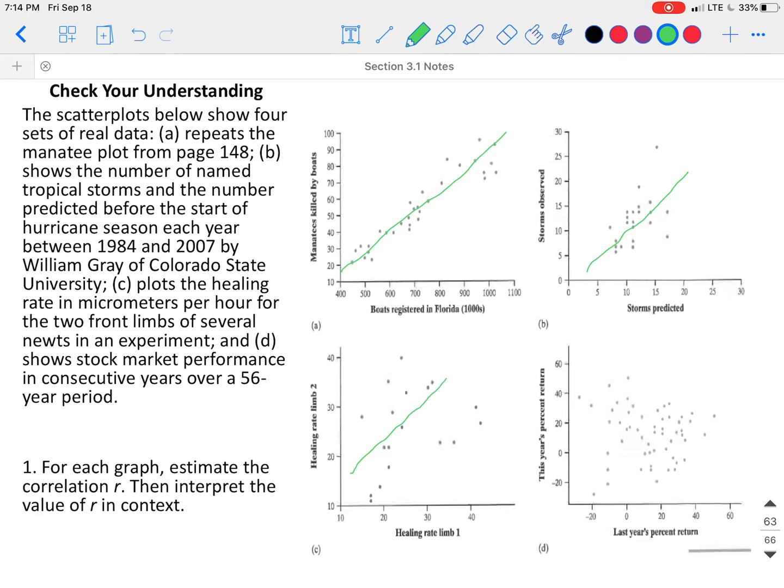On C, once again, they are going up. As you move to the right, the values are moving up, but these are even farther away from the line. So we can have an R value of around 0.3. And on D, the values are going down. They are scattered, but not as scattered as the 0.3. So we could say these are around negative 0.5 or about negative 0.6.